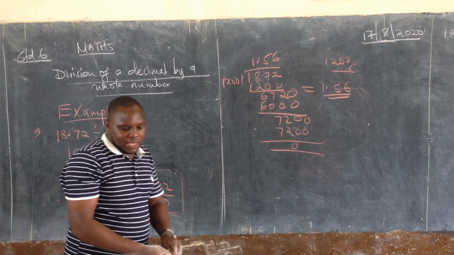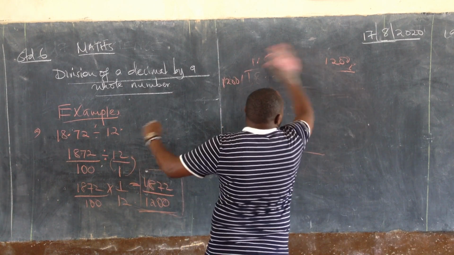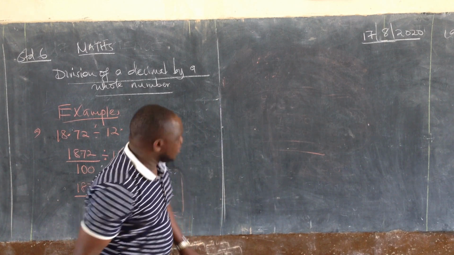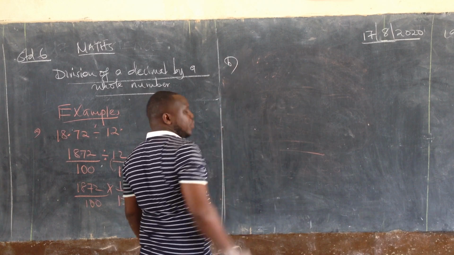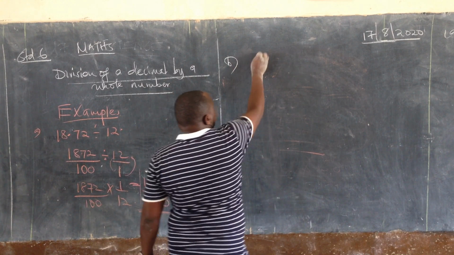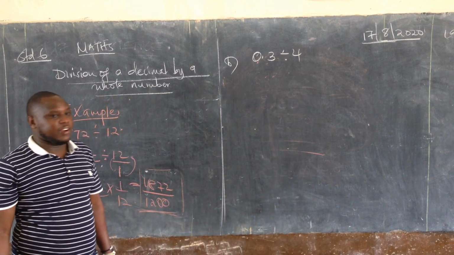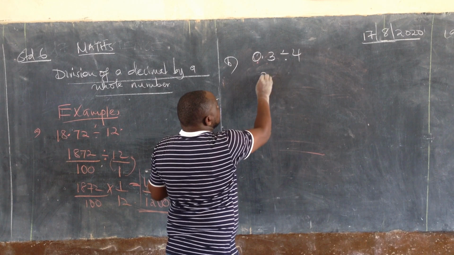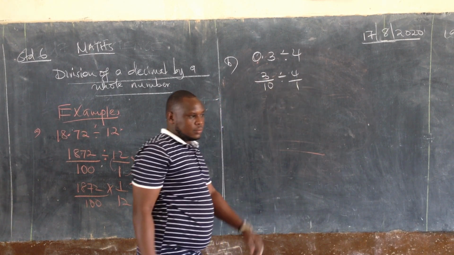Simple. Let me give you a second example. I want us to understand well. Example B, we have 0.3 divided by 4. Let's see. So we want to write this as a fraction. This is 3 over 10 divided by 4 over 1.